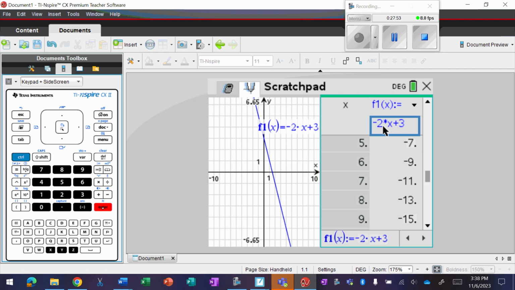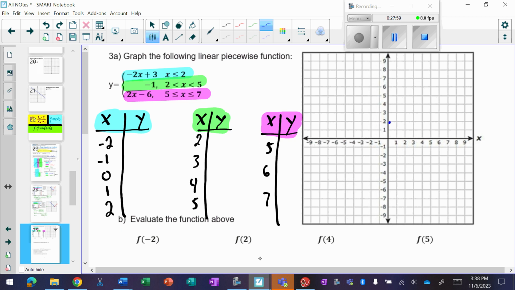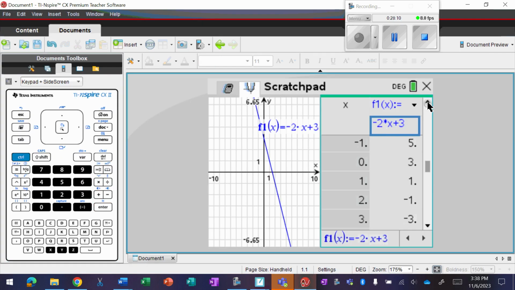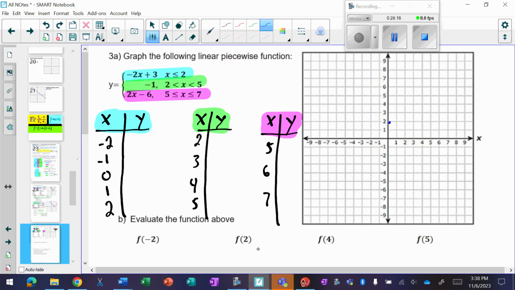So you have the advantage of being able to look at your calculator and your paper at the same time. So you can do this a lot faster. But I'm going to fill in my numbers real quick because I actually have them written down next to me here. So on the table, when x is negative 2, the y value is 7.